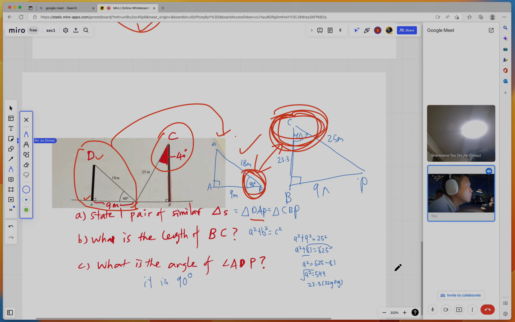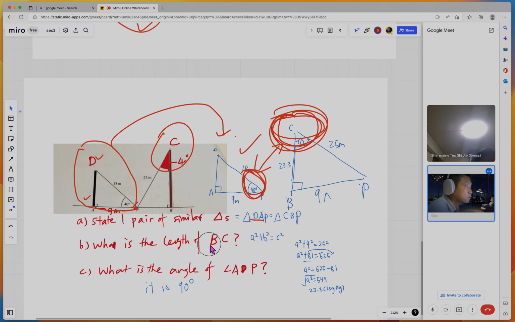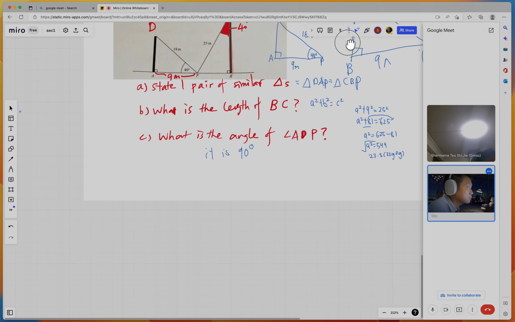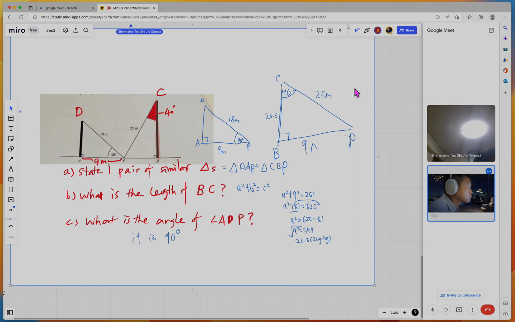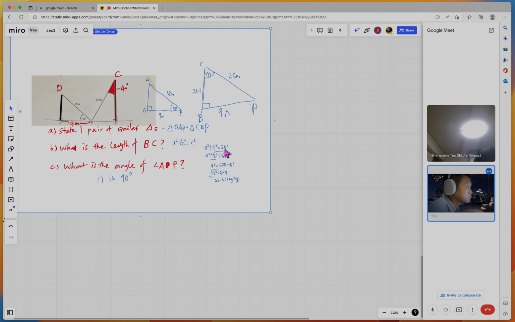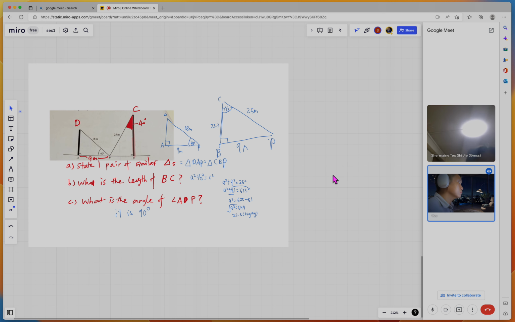What are you waiting for now? Can you redo the question? Come, quick. I'm going to move it. Redo the entire question. Next time when you do similar triangle, you don't match. Wrong.